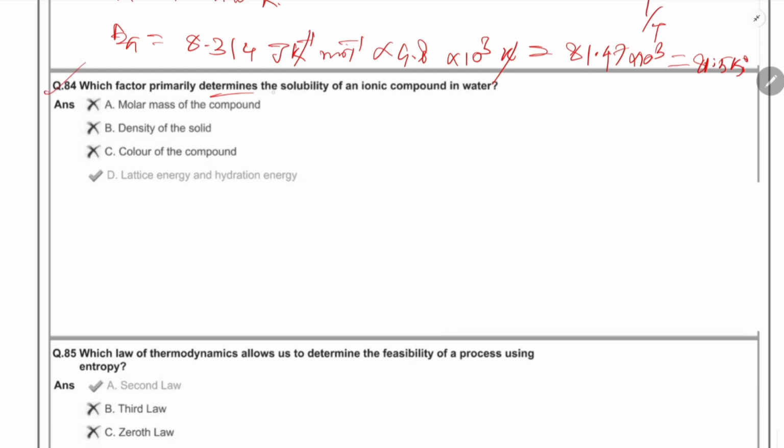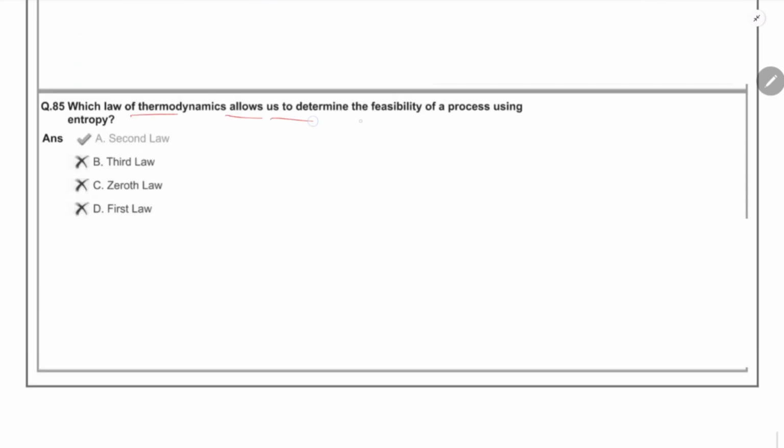Which factor primarily determines the solubility of an ionic compound in water? Suppose this is an ionic compound, solubility depends upon the lattice energy and hydration energy. Option D is correct answer. Which law of thermodynamics allows us to determine the feasibility of a process? That is determined by the second law of thermodynamics.